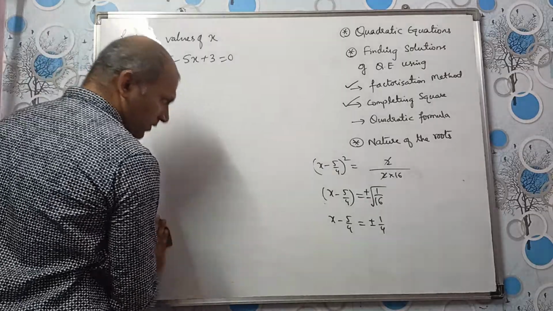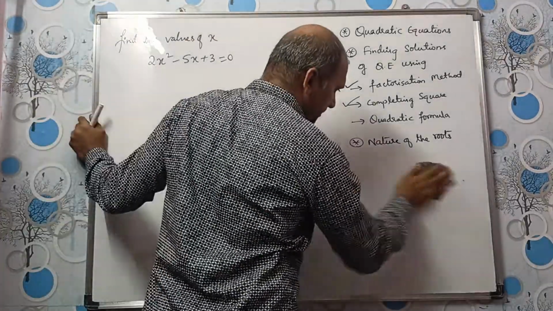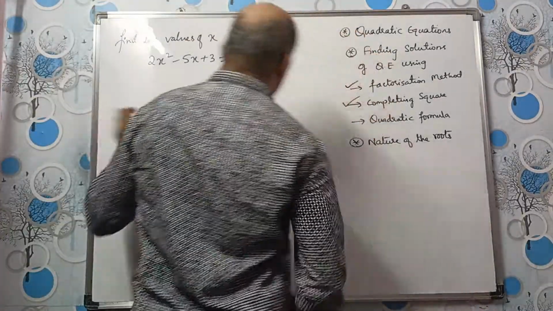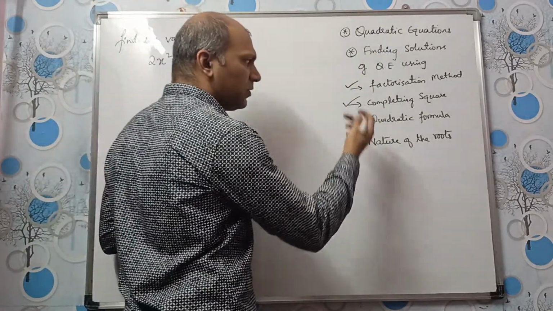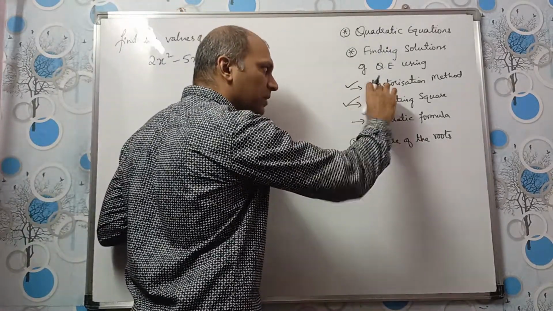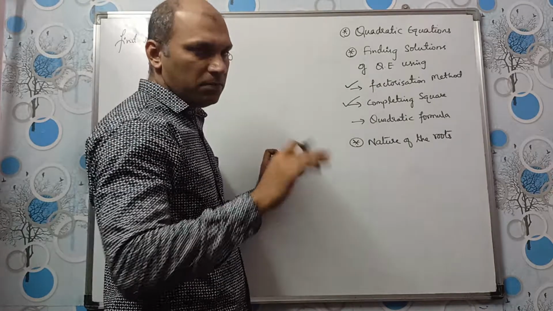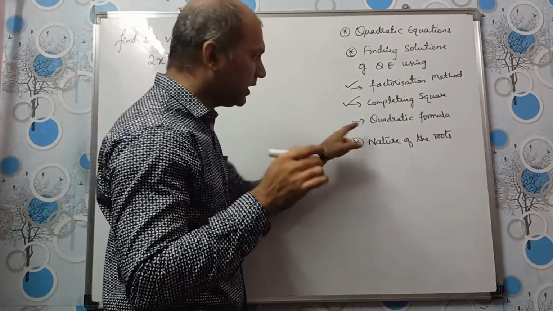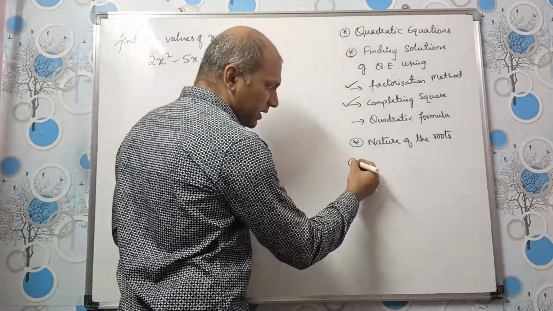Every student's favorite formula, quadratic formula. Okay. What is a quadratic formula? First, let me explain. Quadratic formula is actually derived from completing square method only. But we are not going into that detail. We are not deriving quadratic formula. Let me explain you in brief.